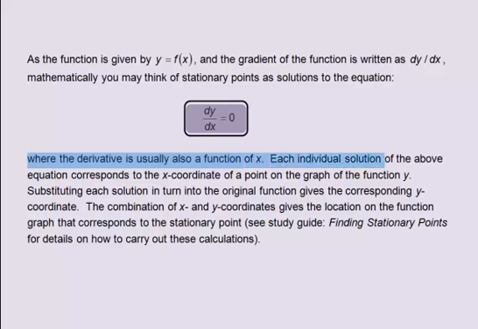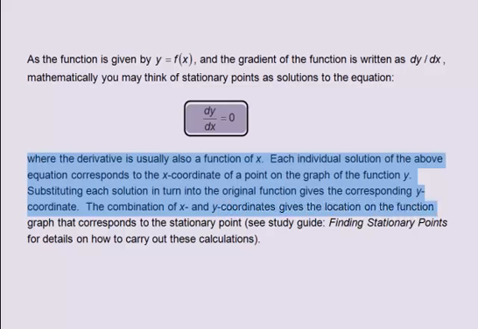Each individual solution of the above equation corresponds to the x-coordinate of a point on the graph of the function y. Substituting each solution in turn into the original function gives the corresponding y-coordinate. The combination of x and y coordinates gives the location on the function graph that corresponds to the stationary point. See study guide Finding Stationary Points for details on how to carry out these calculations.